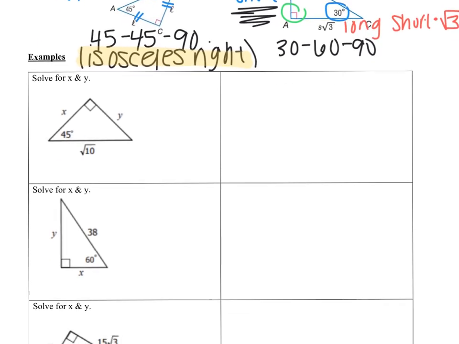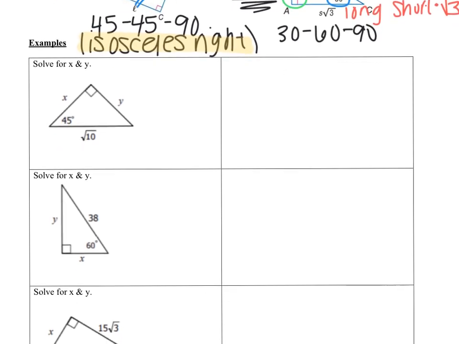Let's take a look at this first one here. Solve for x and y. First of all, I see that we have a 45-degree angle, and we have a right angle. So this has to be a 45, 45, 90. If one of our angles is 90 and one of our angles is 45, we can automatically label the other one as 45. Remember, the two legs are congruent to each other. So we could find x or y, and then we'll be able to find the other one. The two legs are congruent to each other.